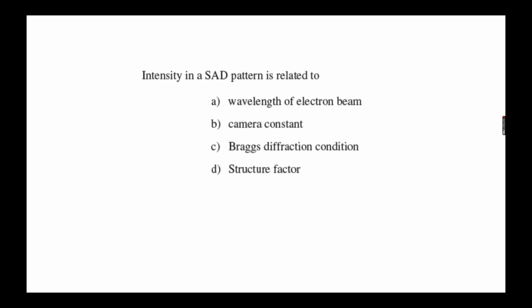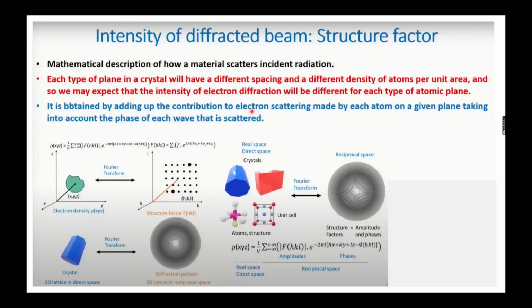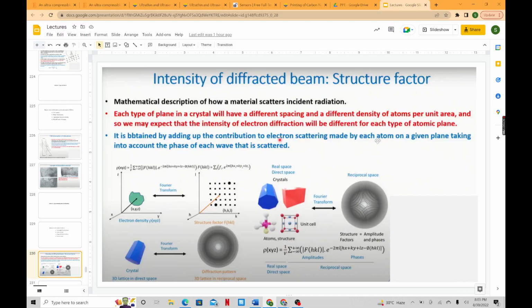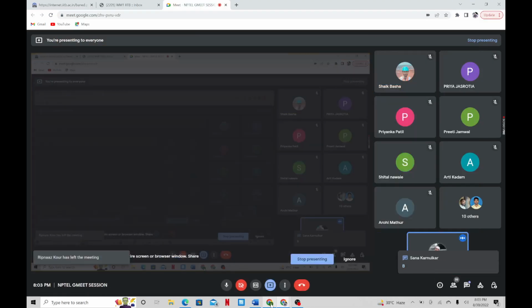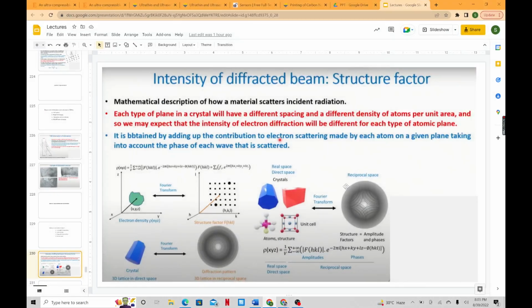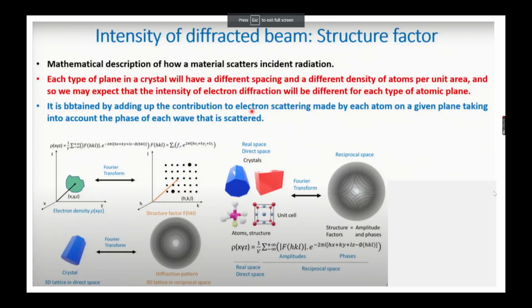Intensity in a SAD pattern is related to what? Wavelength of electron beam, camera constant, Bragg's diffraction condition, structure factor. I will show you this. I don't know whether you know or not. The structure factor is related to the intensity of the diffracted beam. So the structure factor will be the answer. It is related to the intensity of the diffracted beam.